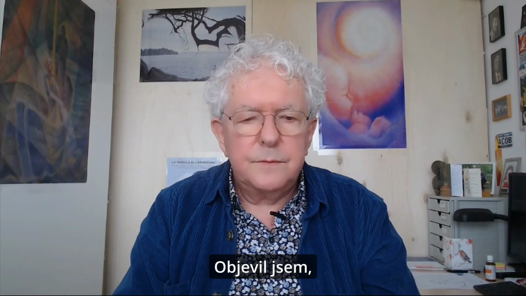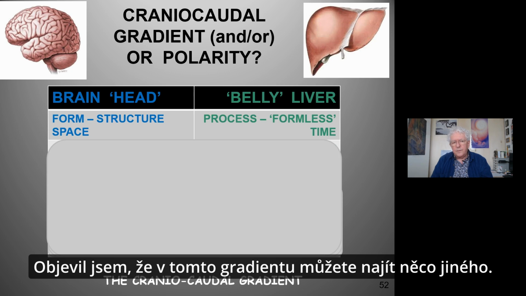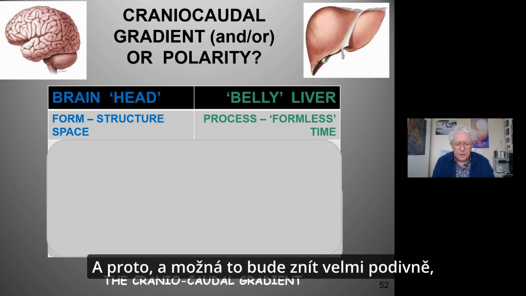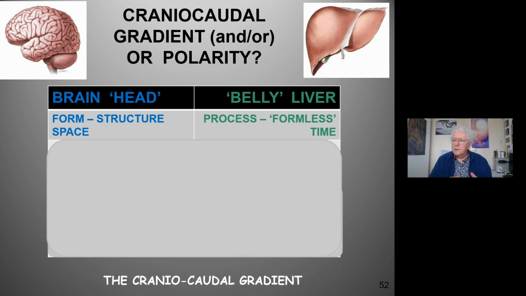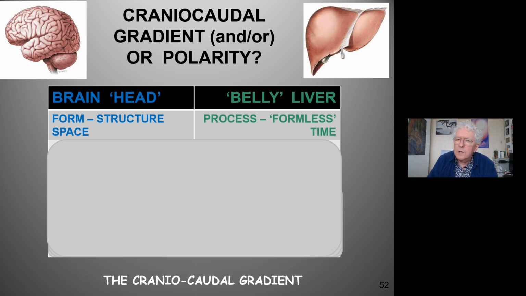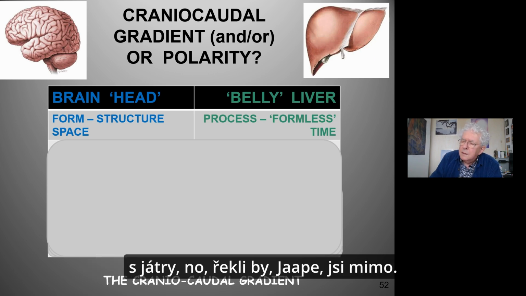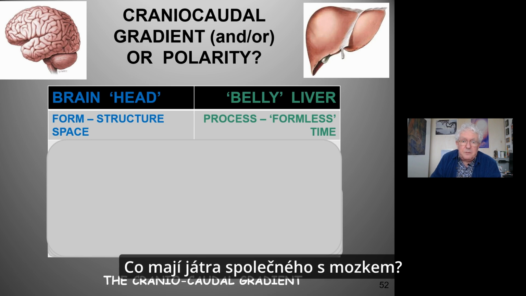I discovered that you can find something else in this gradient. And for that, and it may sound very strange, I started to compare an organ like the brain with a liver. Don't do that at a university. If I would propose to my colleagues to compare a brain with a liver, well, they would say, Jaap, you're lost. What has a liver to do with a brain? Nothing.